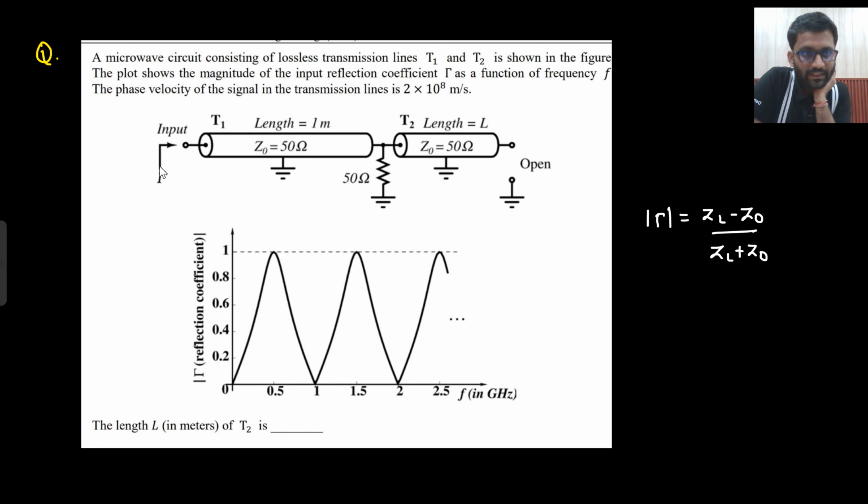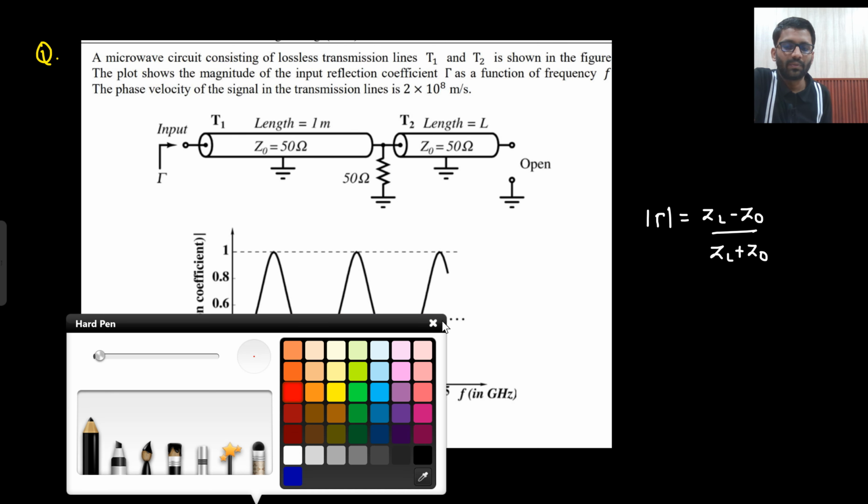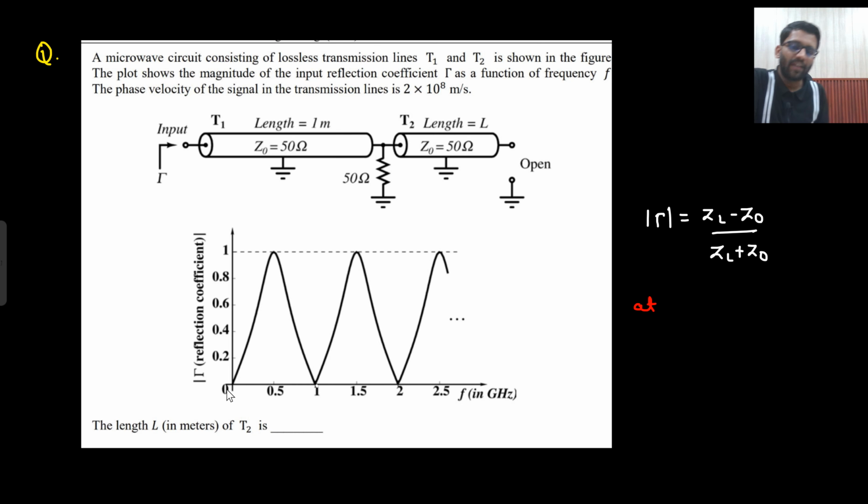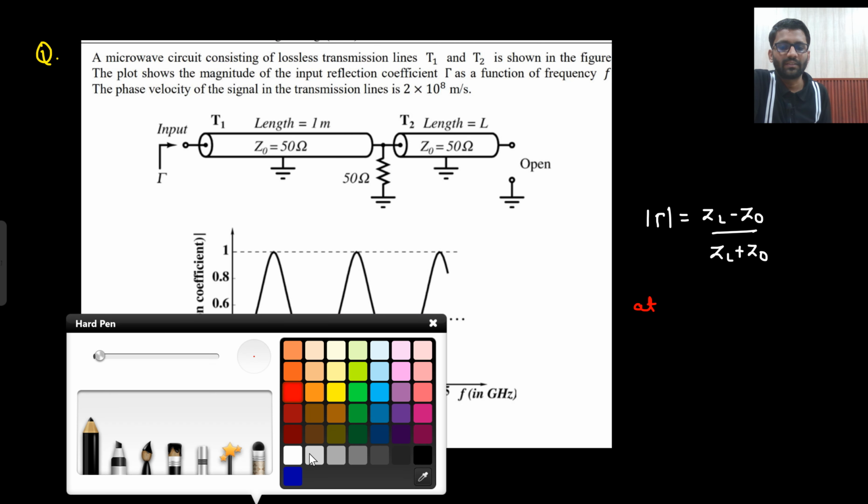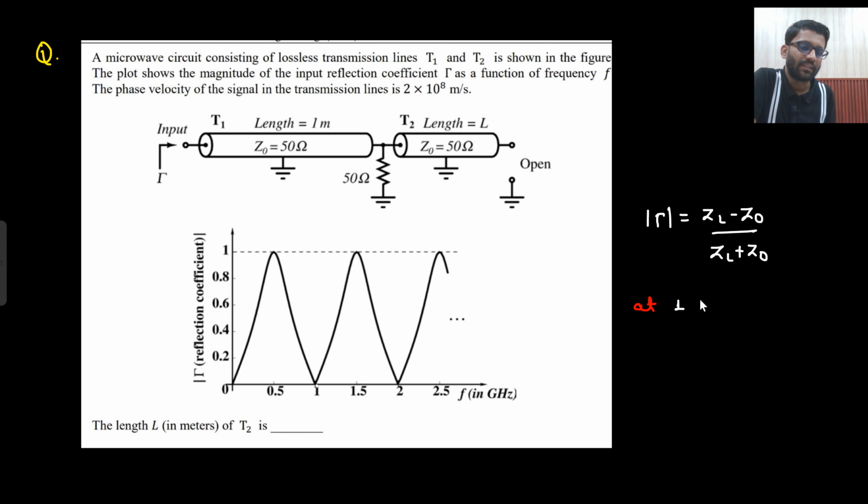But now they are saying that this reflection coefficient is depending on frequency. At 0 frequency and at 1 gigahertz, 2 gigahertz and 3 gigahertz, it will be 0. So if mode of gamma L is 0, I will pick something. I am not picking 0 gigahertz, I am picking 1 gigahertz. At 1 gigahertz, what I can see is that mode of gamma is equal to 0. What does that mean? That ZL is equal to Z0. That means this load, which load is ZL? I am calling this load ZL.